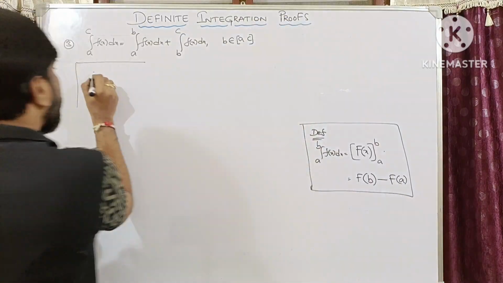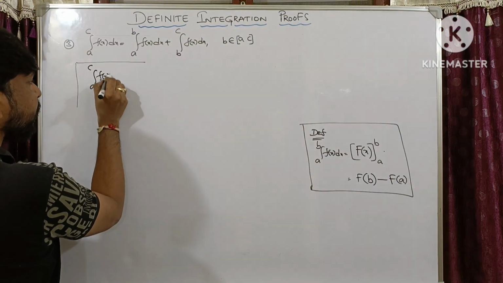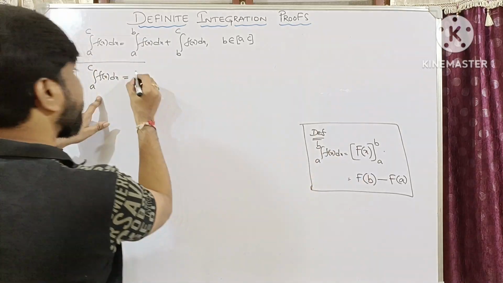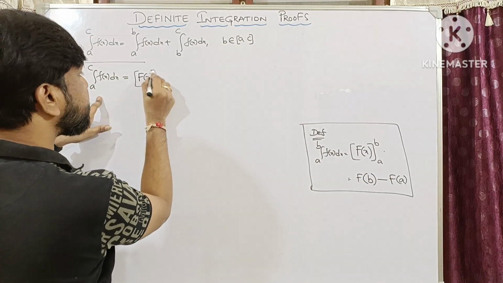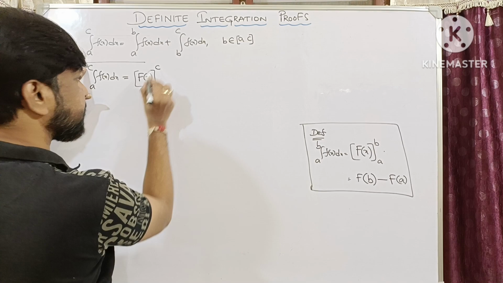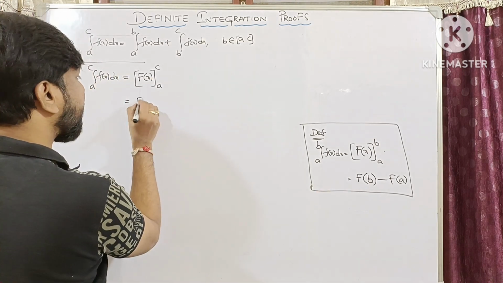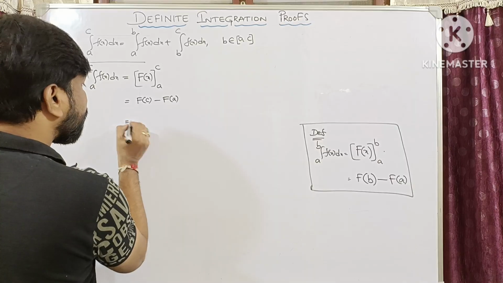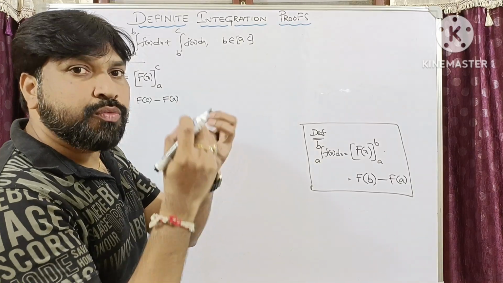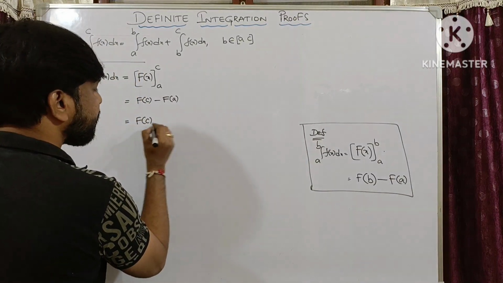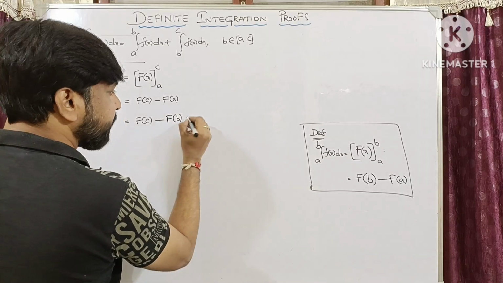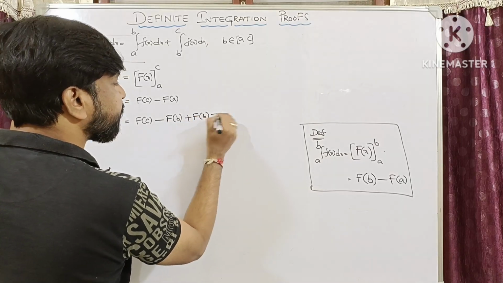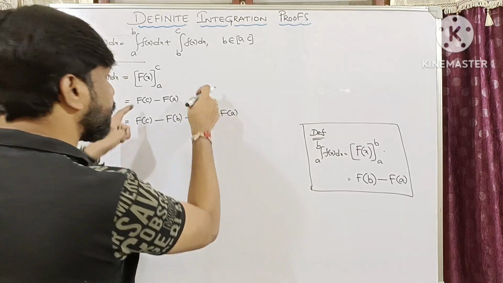Look carefully. Integral a to c f of x dx can be written as, according to the definition, capital F of x between the limits. What can I write? Lower limit a, upper limit c. This can be written as, if you apply the formula, upper limit minus lower limit: F of c minus F of a. Now what I want to do here is add and subtract one quantity. What is the quantity? F of b. Just subtract f of b and add f of b, and minus f of a written as it is. If you cancel these two, you are going to get the previous step.